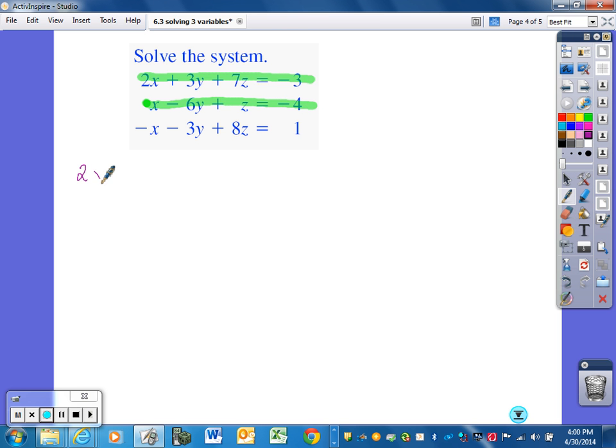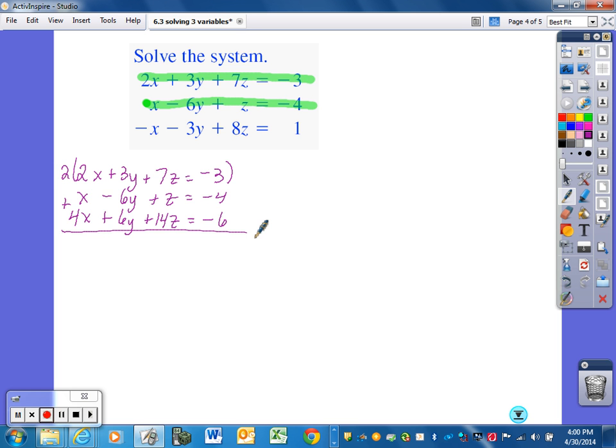So I have 2x plus 3y plus 7z equals negative 3. To eliminate y, this is a negative 6y, so I'm going to have to multiply this by 3. I need a positive 6y, so this I have to multiply by 2, which gives me 4x plus 6y plus 14z equals negative 6. So then I have this: 5x plus 15z equals negative 10.